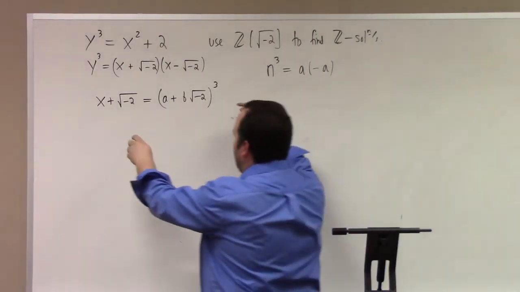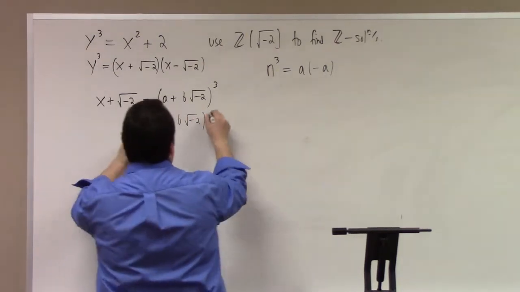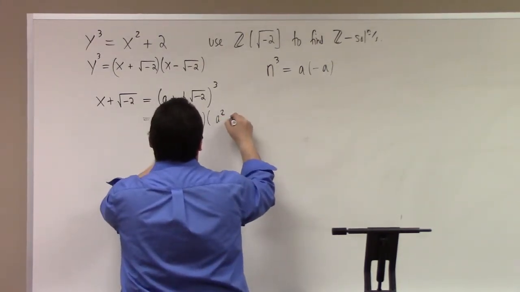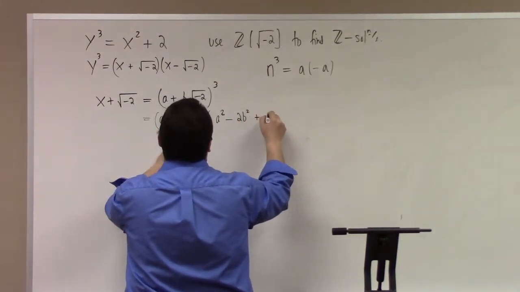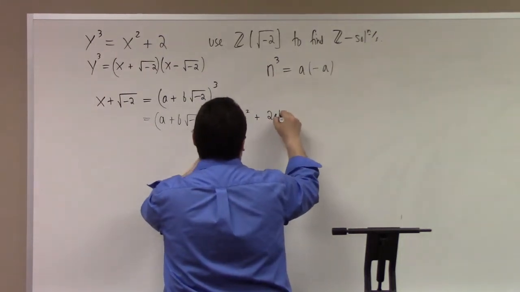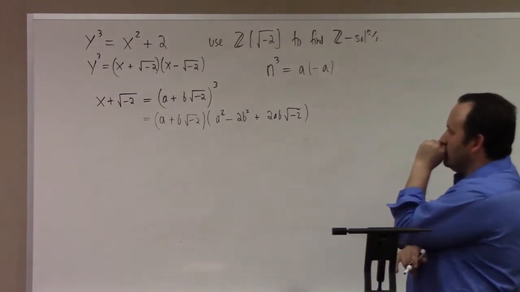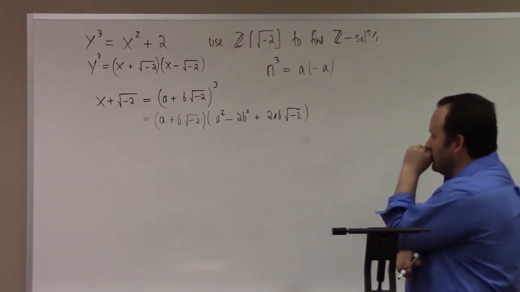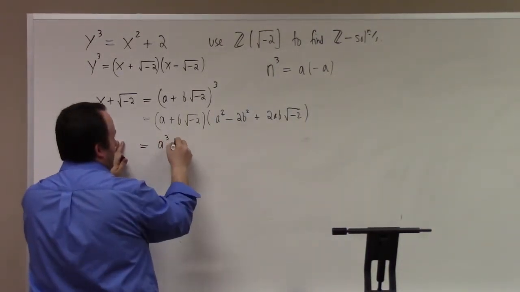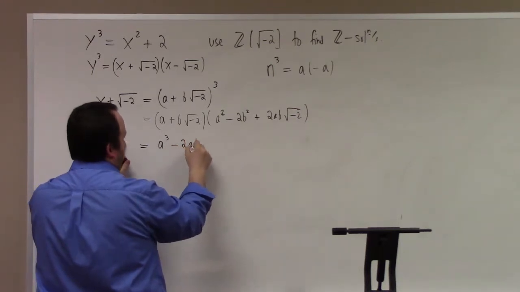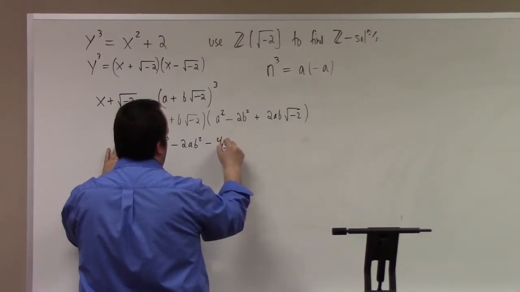But then solve this. What does this give us? This gives us a plus b square root of minus 2 times a squared minus 2b squared plus 2ab square root of minus 2, yeah? And then multiplying that, we get a cubed minus 2ab squared minus 4ab squared.